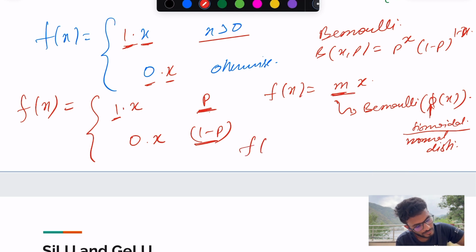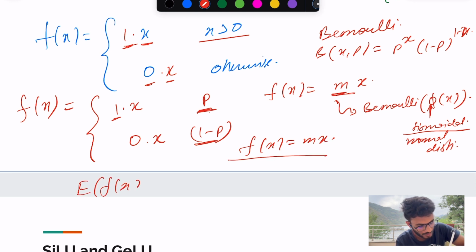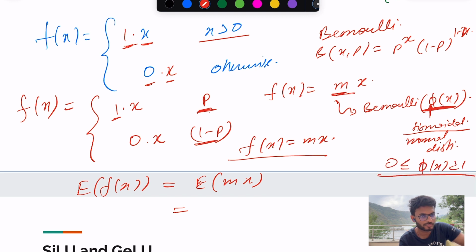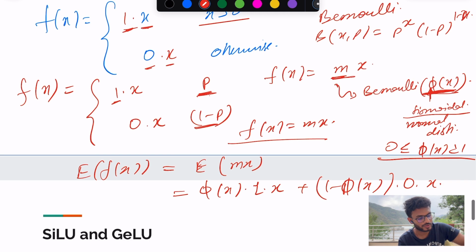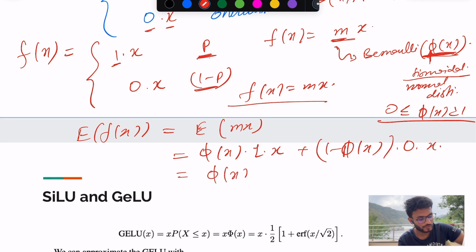Now our f of x becomes m times x. Let's see how the definition of this particular GELU comes about. Let's take the expected value of f of x. It comes out to be the expected value of m times x, where m comes from a Bernoulli distribution. Since phi of x is a probability, it needs to lie between 0 and 1. With probability phi of x it takes 1 times x, and with probability 1 minus phi of x it takes 0 times x. So the expected value simply turns out to be phi of x times x.